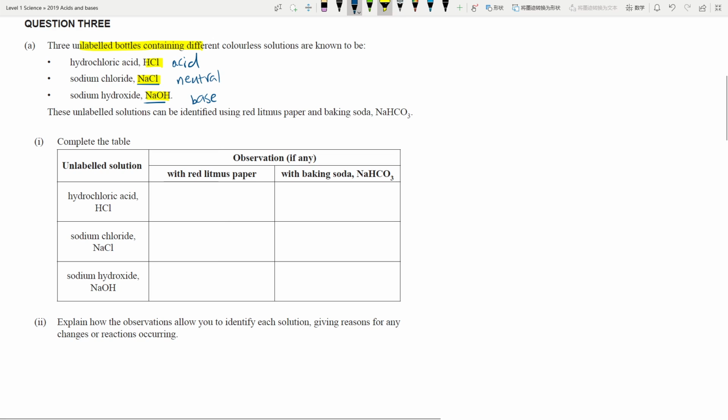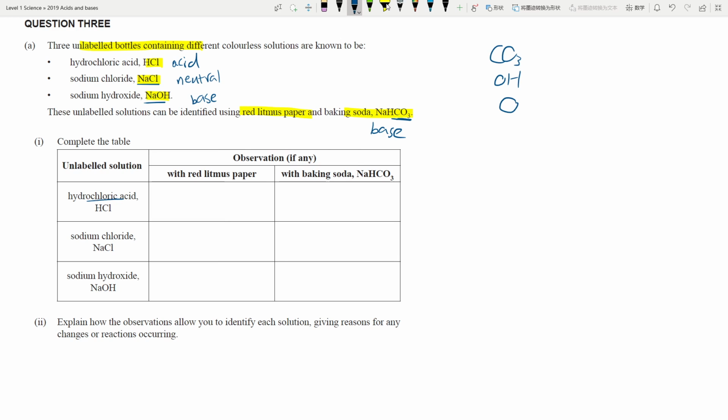And the solutions were tested against red litmus paper and baking soda. Baking soda has a carbonate in it, so this is a base. So that's how you can know. If you see anything with carbonate at the end, hydroxide at the end, or oxide at the end, like a metal oxide, those things are normally alkaline.